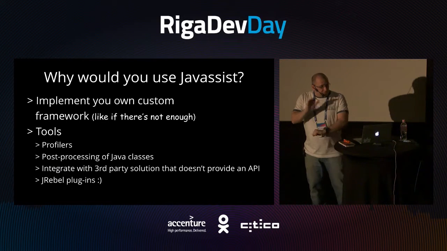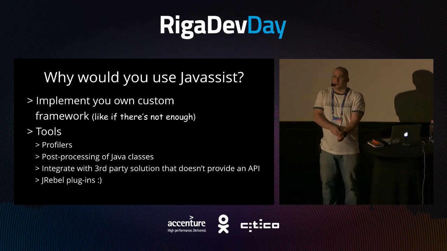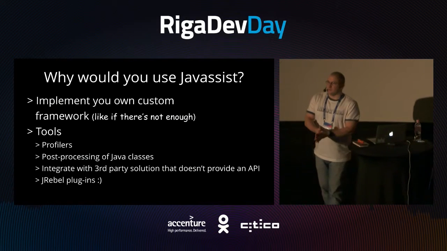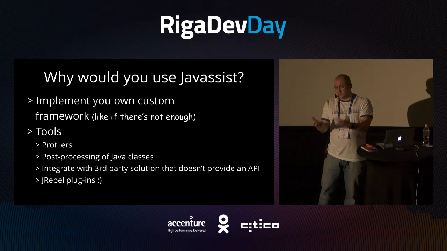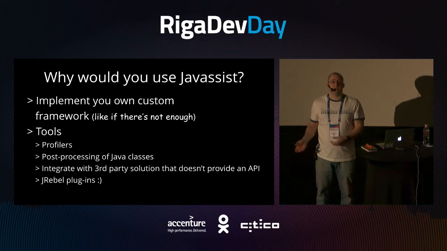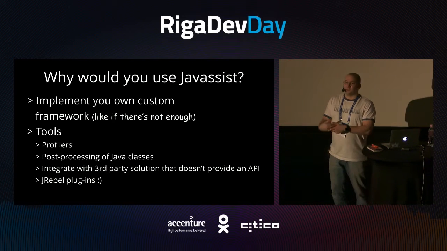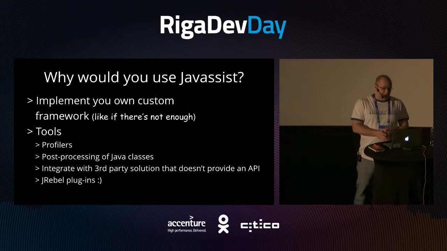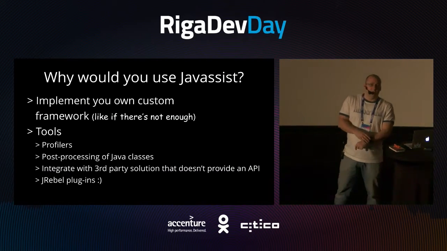So why would you use Javassist in your real work? Normally, let's say you have a library, and this library or framework does something that you wanted to do differently. Would you use Javassist for that? No. You should fork the library, provide the patch, write unit tests, and so on. Javassist is not for that, although you can. You can implement your own framework, but do you really need that? Probably not.